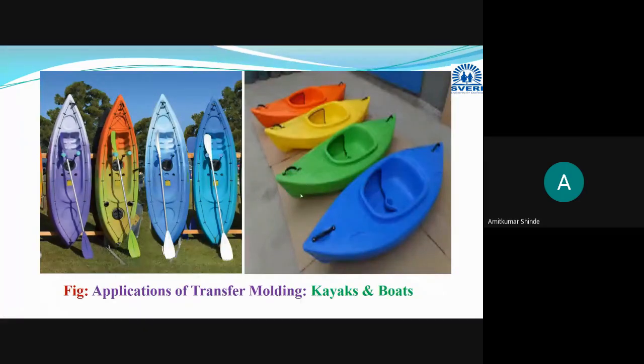Then some kayaks and boats. These are the diagrams. These are the kayaks, used for boating. These are simple boats. These kayaks and boats are all manufactured with the help of this molding process only.